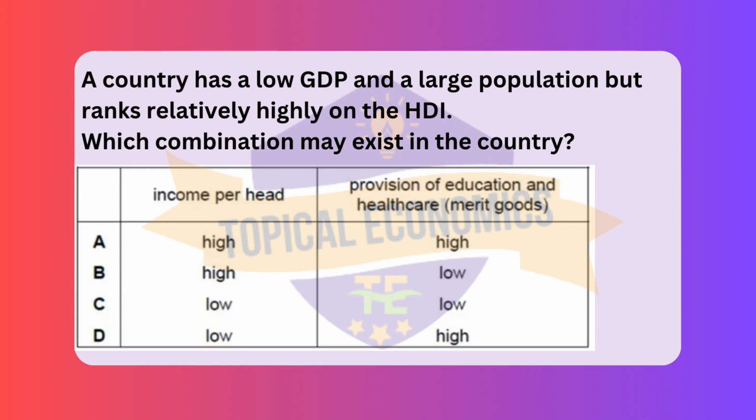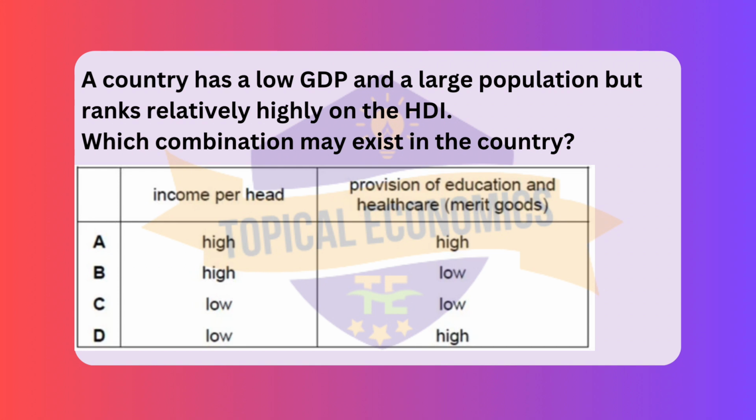In this case, education and healthcare are critical for improving human development and can lead to a higher HDI even in the absence of high income. Countries in this situation might prioritize investments in human capital, focusing on improving the well-being of their population through universal education and public health services, even if their GDP per capita is low.